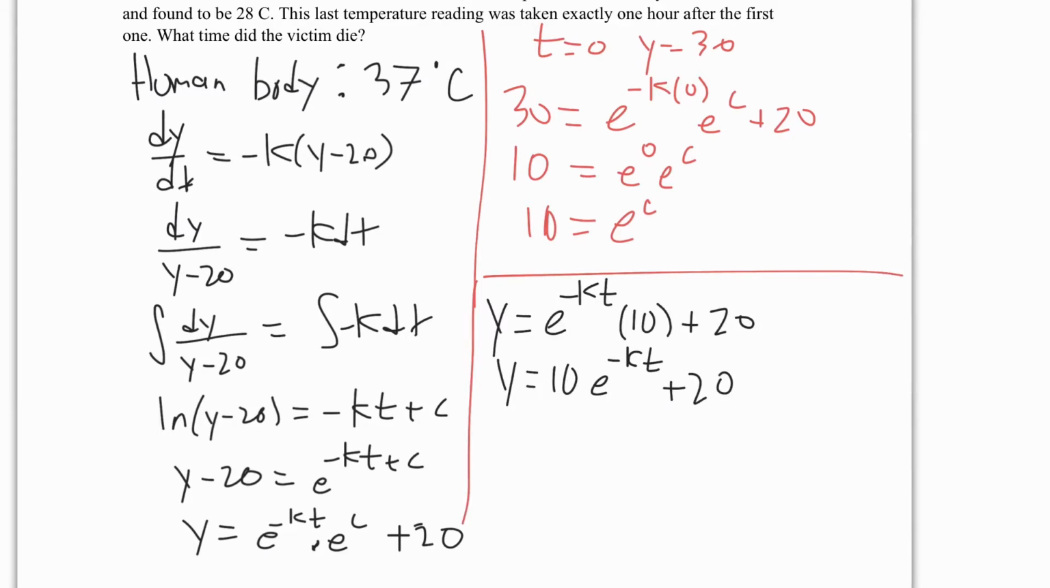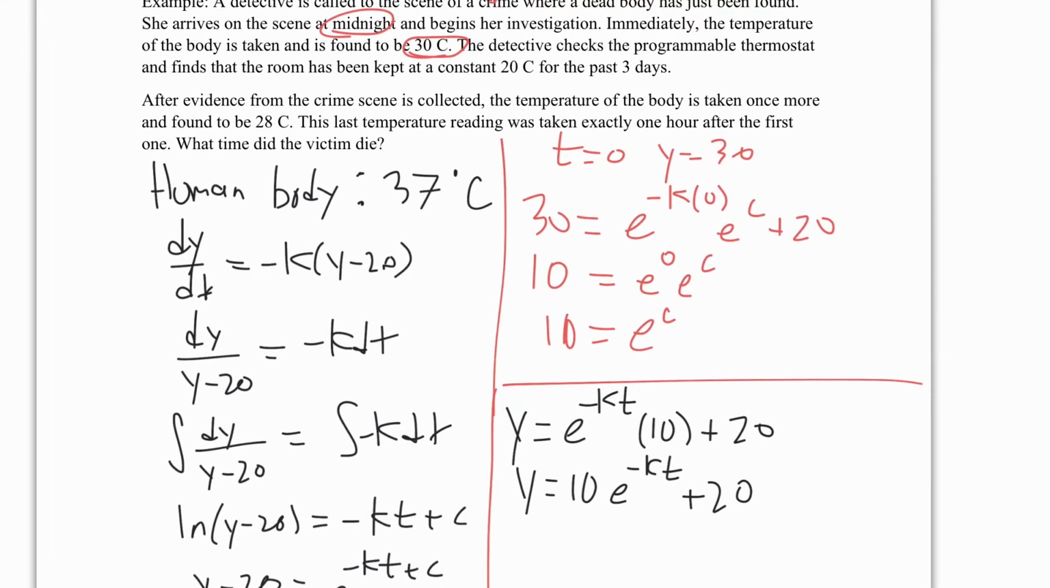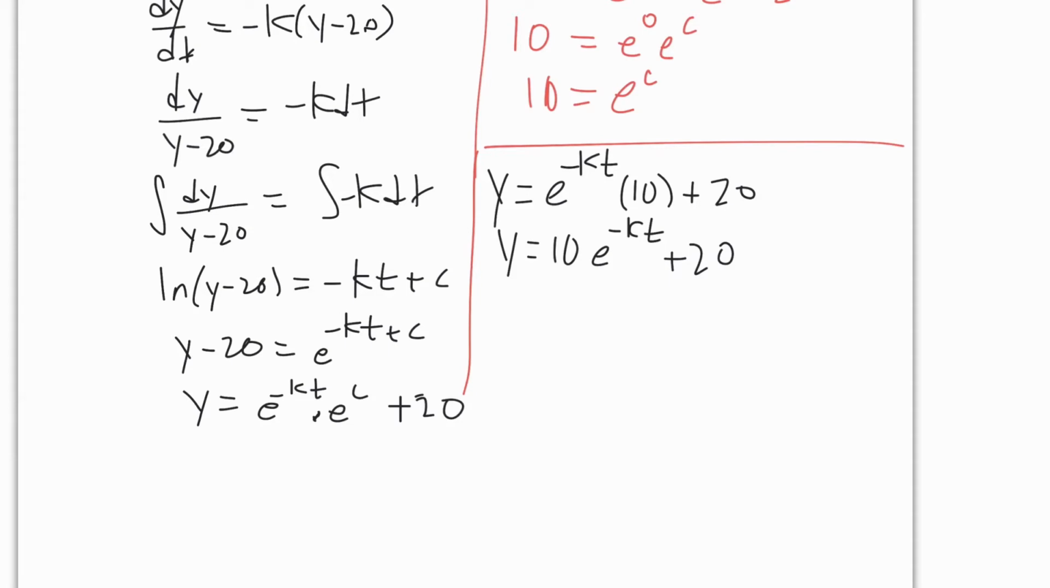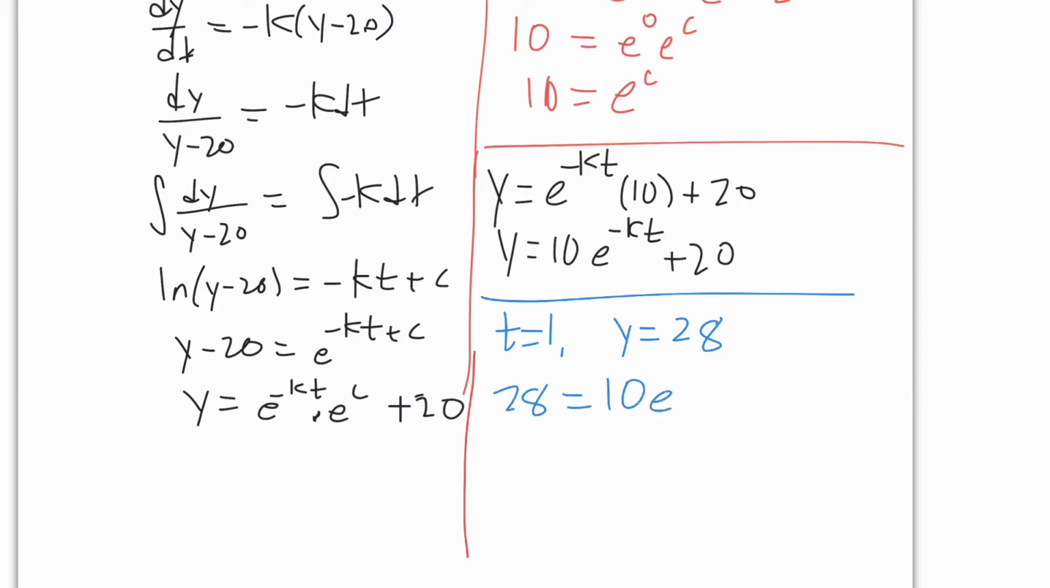All right. Well, we also know that 1 hour later, the temperature is going to be 28. Well, let's use that information. So t is equal to 1, y is equal to 28. So let's see what that gives us. 28 is equal to 10 e to the negative k times 1 plus 20. Move the 20 over, gives 8 equals 10 e to the negative k.